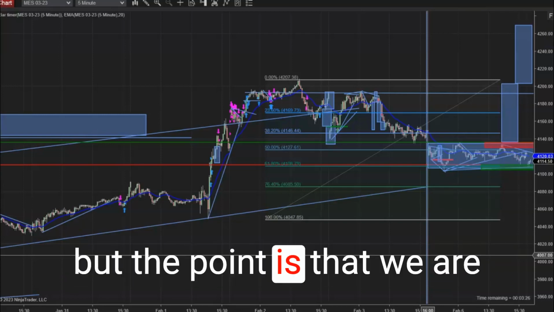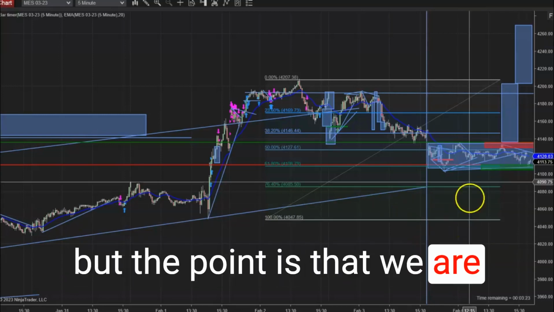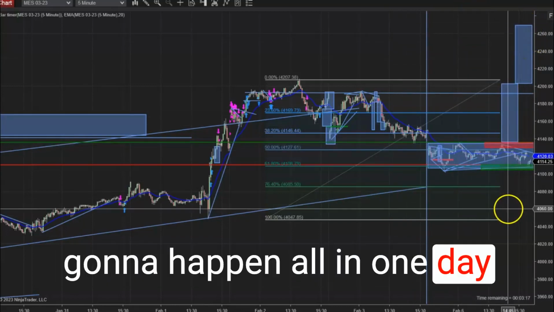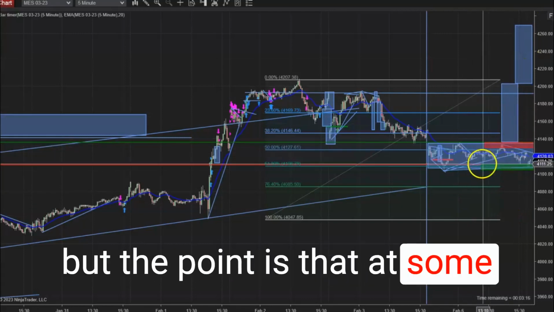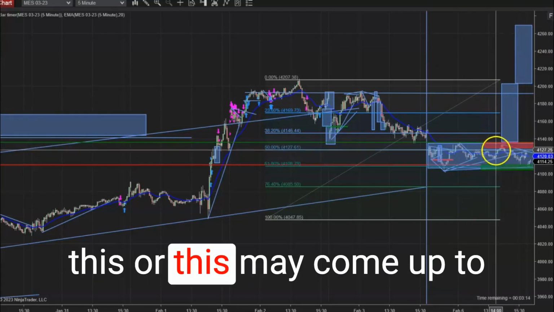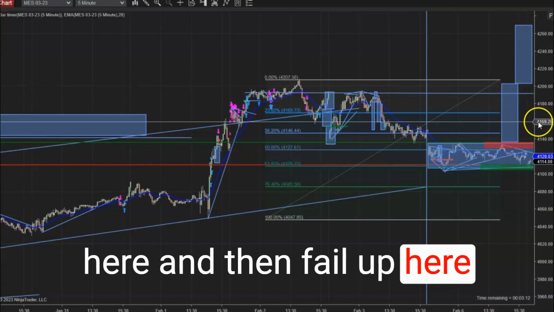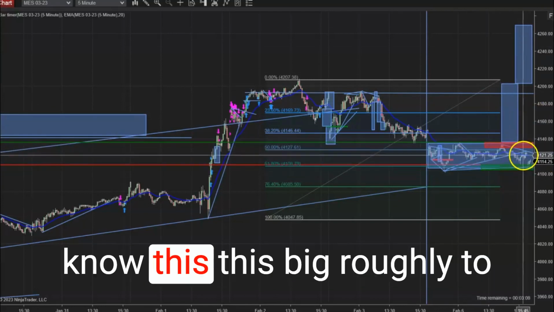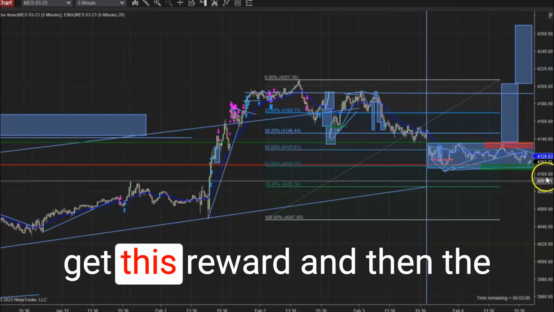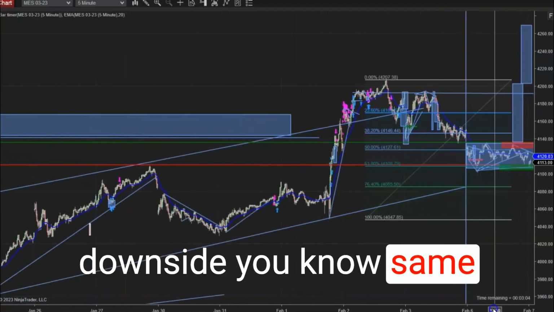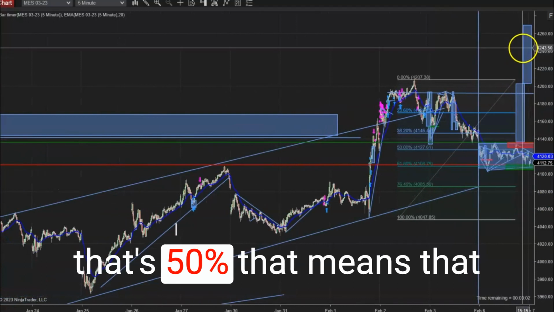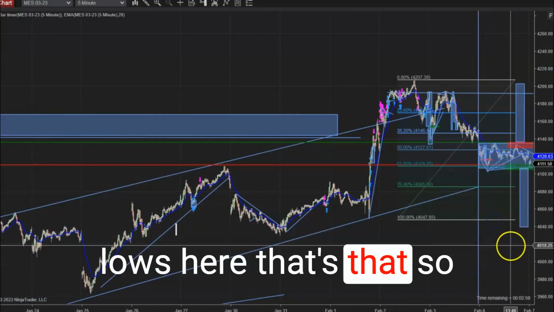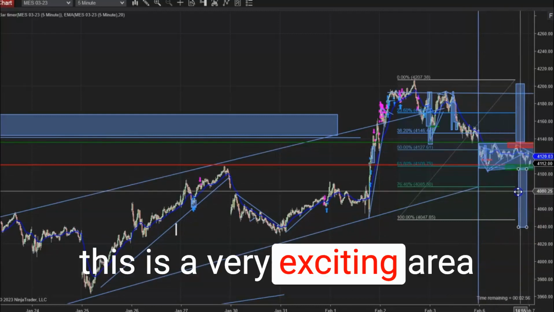Again, those are really long-term targets, obviously. But the point is that we are trading within this. This is not going to happen all in one day. At some point we're going to have this, or this may come up to here and then fail up here, right? But at least you're using a risk box of this big, roughly, to get this reward. And the downside is the same thing. If that's 50%, just to get down to these lows here, that's that. So this is a very exciting area.